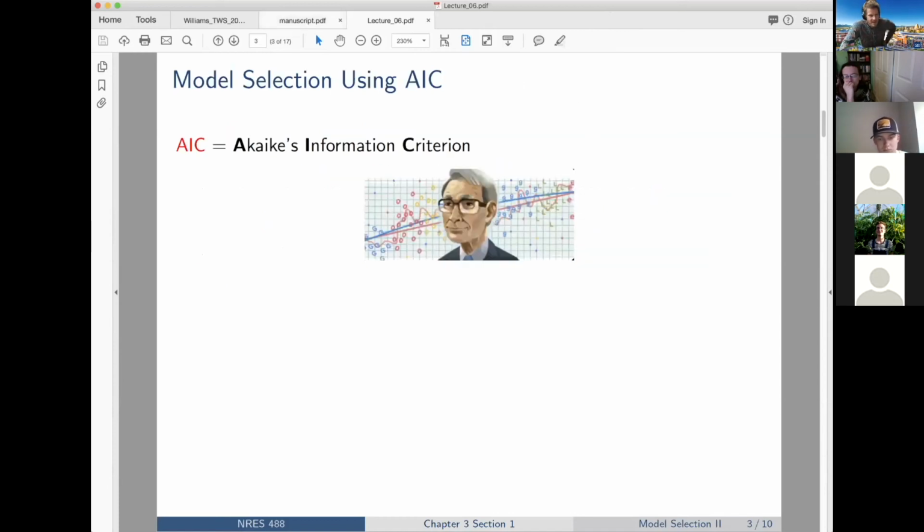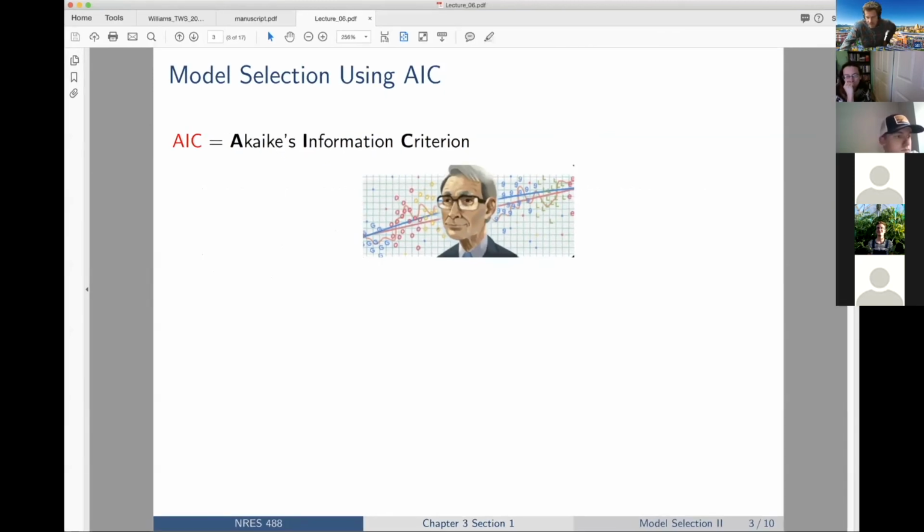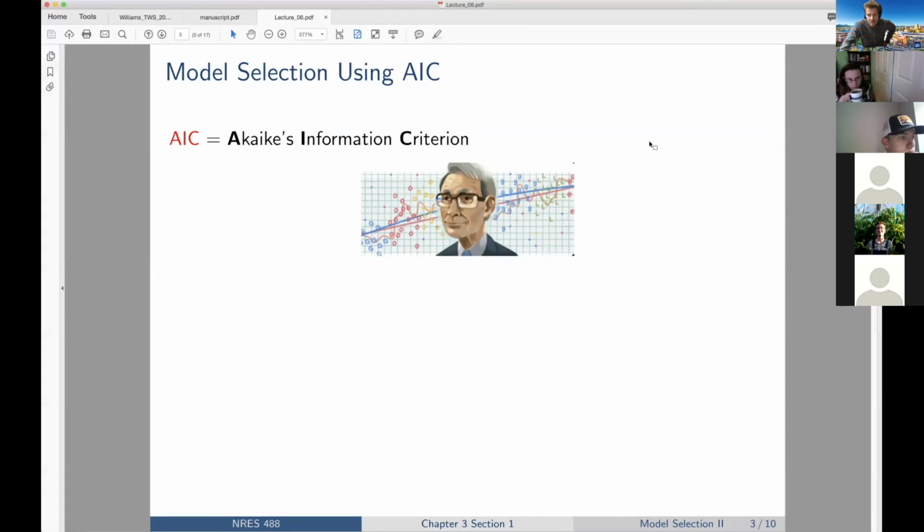All right, so AIC stands for Akaike's Information Criterion. This came from a paper in 1973 where Akaike published this paper and he introduced this number for scoring models. That number has had huge impact on all fields of science for the purpose of model selection.